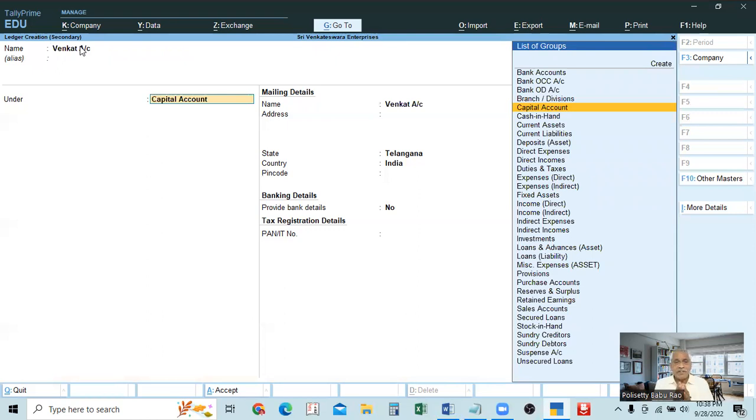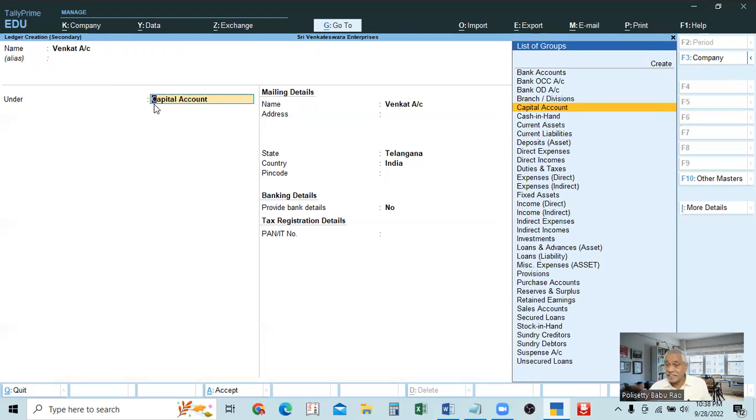Now here, everybody will get some confusion. We are giving loan to Venkat, isn't it? So Venkat, under which group does he fall? Suddenly everybody says he is a debtor, because we are giving loan to him. He is a debtor to us, isn't it? Everybody will say, select the group as sundry debtors. But he is not a debtor.